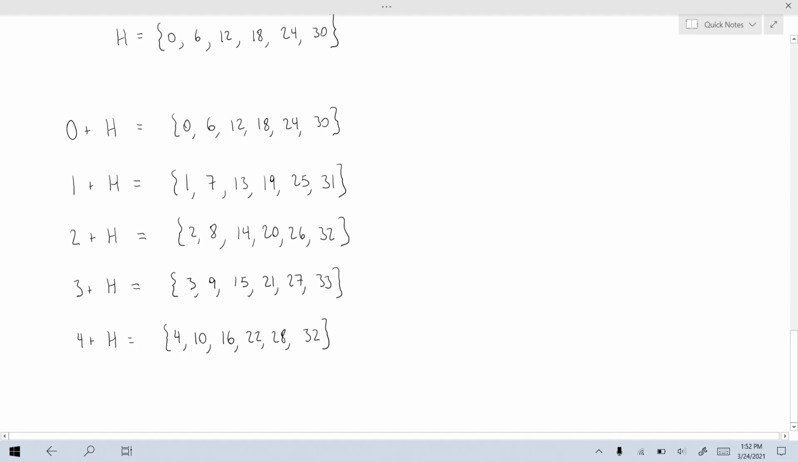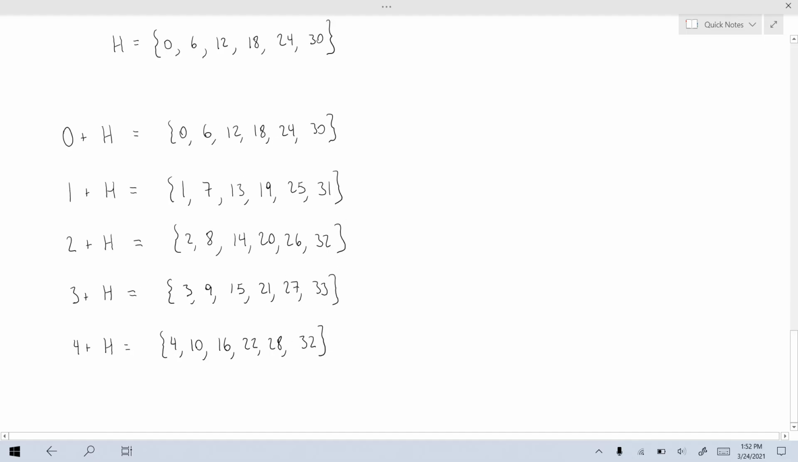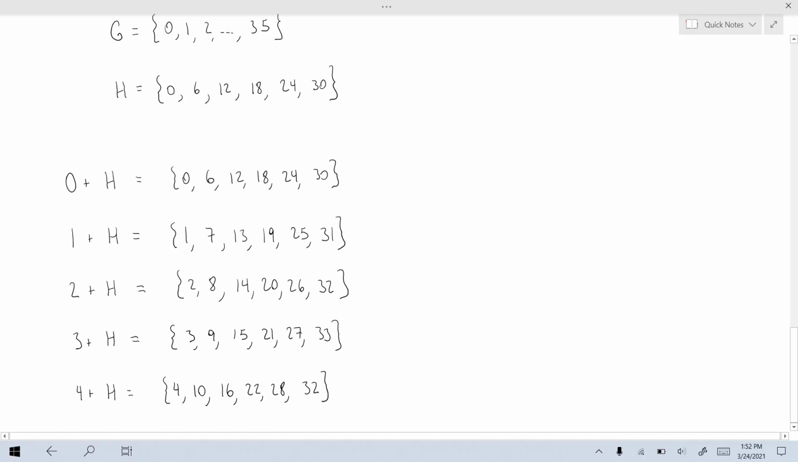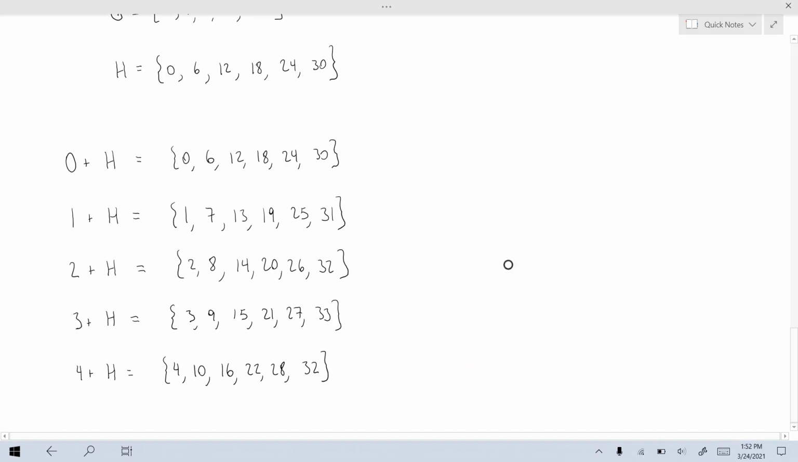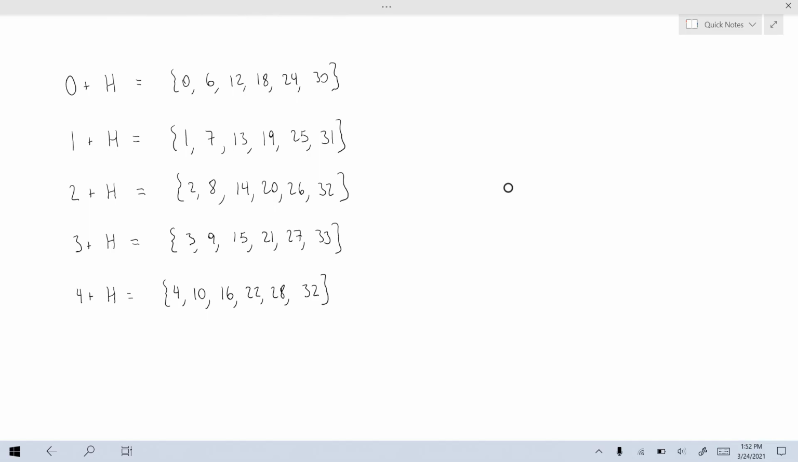Okay, are we done yet? Do we have all of the elements of G accounted for? The answer is still no. I'm still missing the number 5 right now. So let's take 5 and add it to everything in H up here.